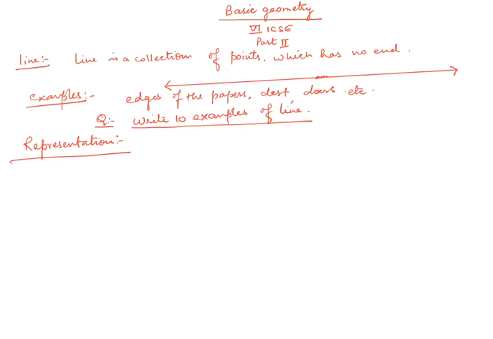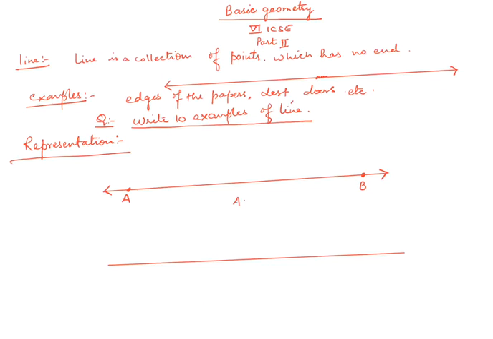Now how to represent a line? We represent a line in two ways. First way, this is the first way. We put arrows on both the ends because these arrows represent that this line is going on and on. So we put two dots like this, and we can use any capital letter of the English alphabet, A, B. So this is line AB, or we can read it as line BA.